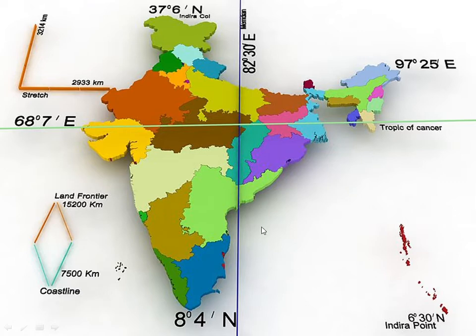If you see the longitudinal extent, it is 68 degree 7 minutes east to 97 degree 25 minutes east. You see, in Gujarat, 68 degree 7 minutes east, to Arunachal Pradesh, 97 degree 25 minutes east. Even though we have the easternmost as well as westernmost longitudes, we choose the central longitude as the standard meridian of India. Why and how we choose this, that's another topic we will see at the end of the video. And you see the Tropic of Cancer dividing India into two halves. Yes or no?